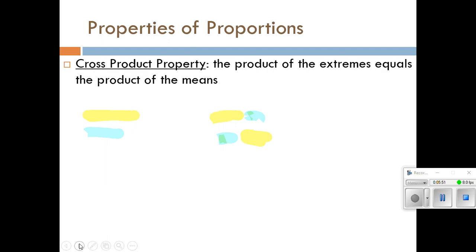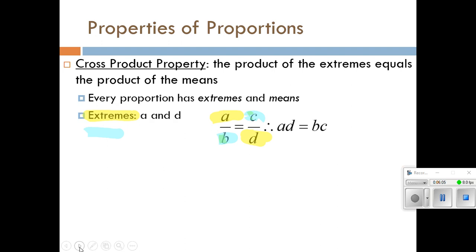So we need to know the properties of proportions. The cross product property means the product of the extremes equals the product of the means. Every proportion has extremes and means. For example, you have a over b equals c over d. When we cross multiply, they equal each other.